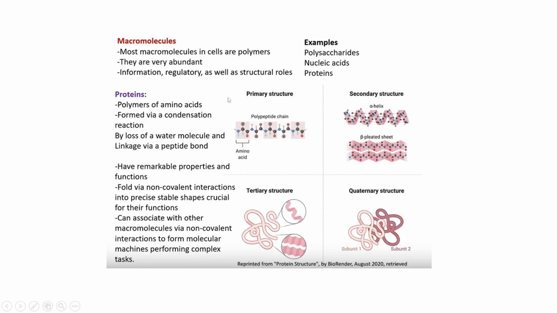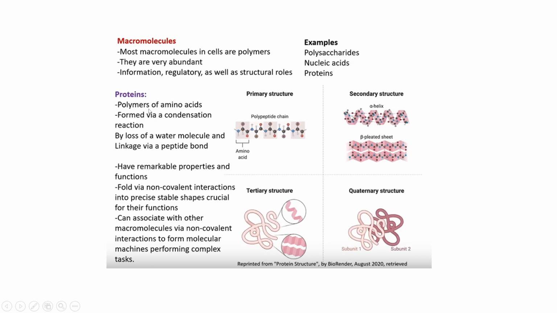Next, when we talk about macromolecules, we have polysaccharides, nucleic acids, and proteins. Polysaccharides are a type of carbohydrate. Examples are glucose, fructose, and all those things, which have a saccharide group, sugar molecules present inside. Nucleic acids are made up of nucleotides, and proteins are made up of amino acids.